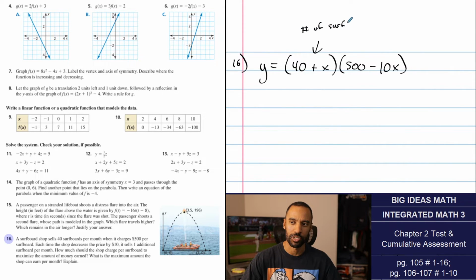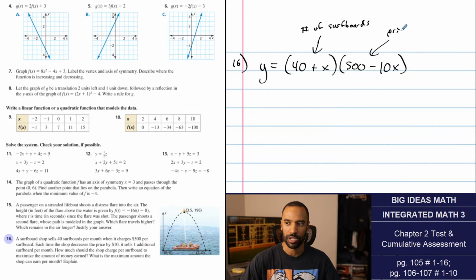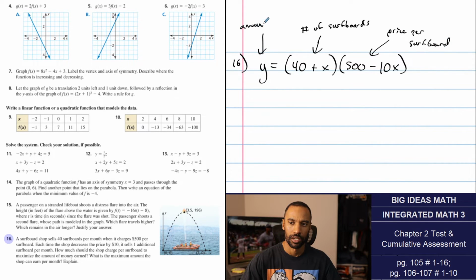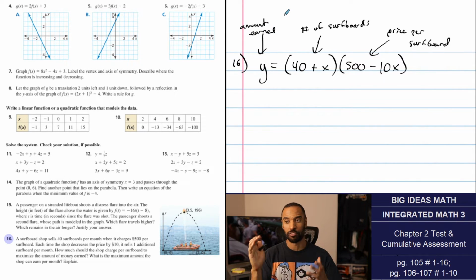I know that the way I'm saying it makes sense in my head. I think I'm saying it backwards for you guys, because number of surfboards you sell is actually based off price you set, not the other way around. So this is price point per surfboard. When you multiply those things together, you will get amount earned. And we're trying to maximize the amount earned based off getting a certain number of surfboards here.